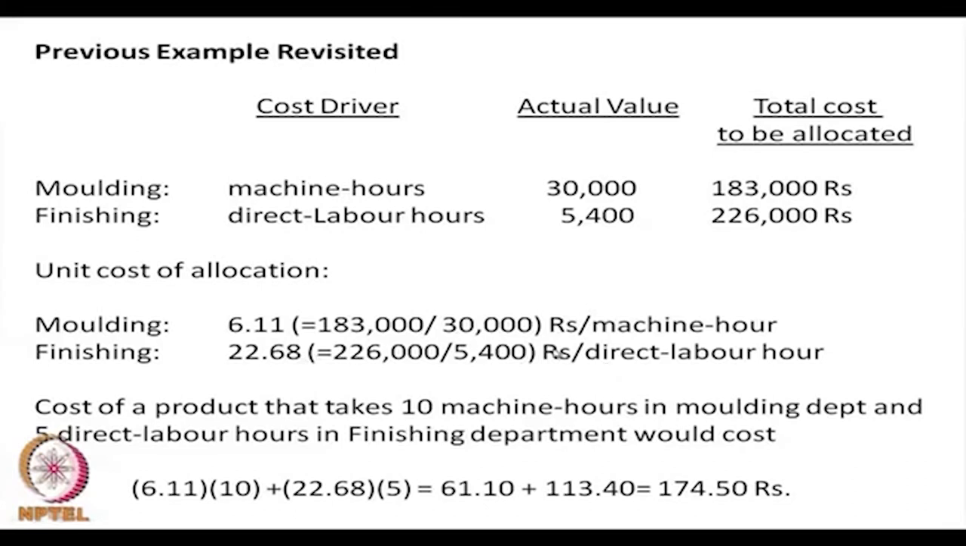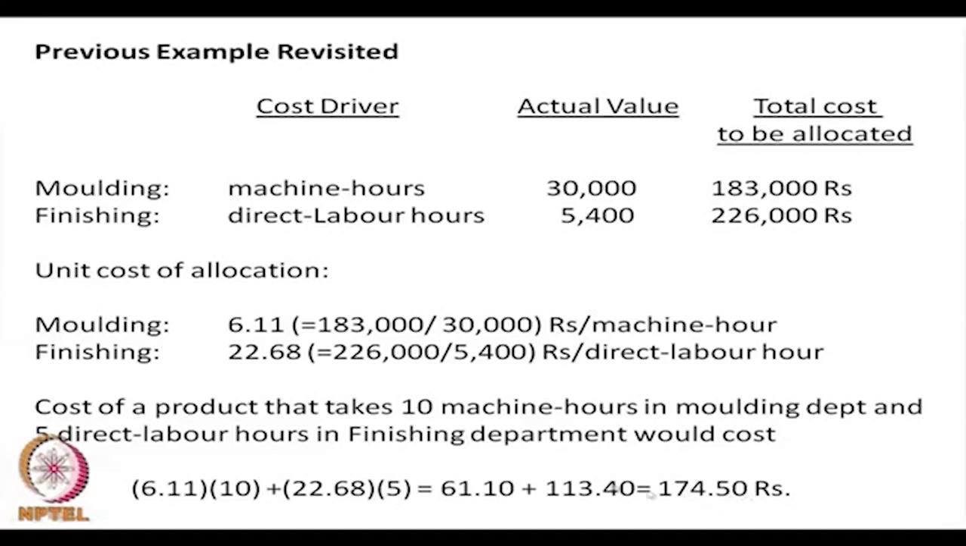And suppose that a product takes 10 machine hours in molding department and 5 direct labor hours in finishing department, then what we need to do is to multiply 6.11 with 10 and multiply 22.68 with 5 and add them up. That is what we have done to find the cost of a product. 6.11 multiplication 10 plus 22.68 multiplication 5. That gives 61.10 plus 113.40, which is equal to 174.50.